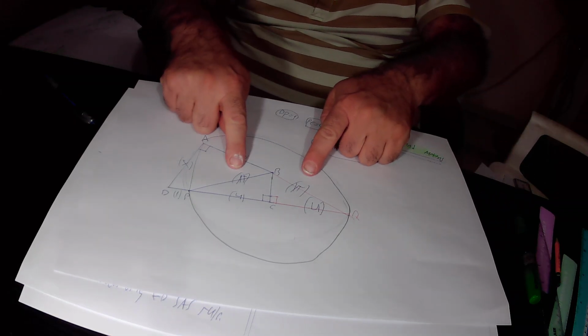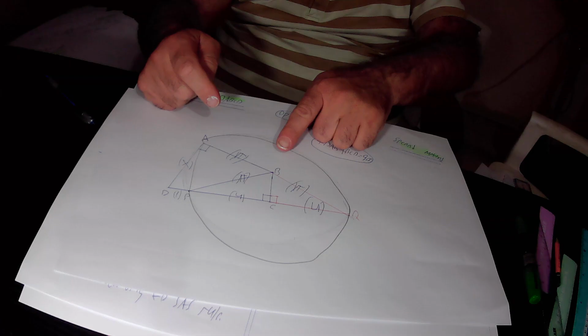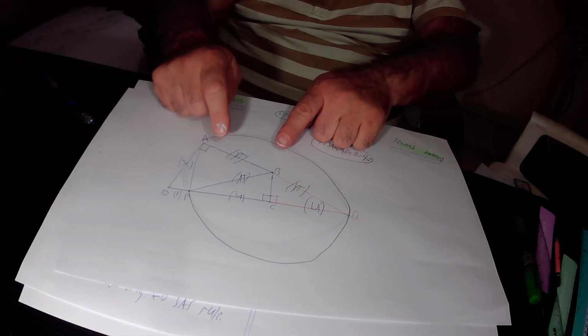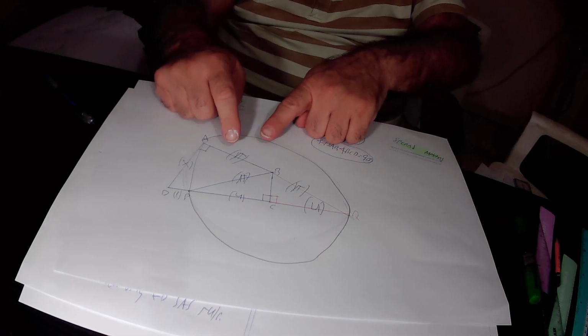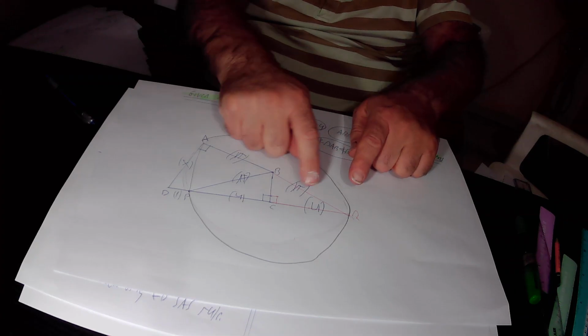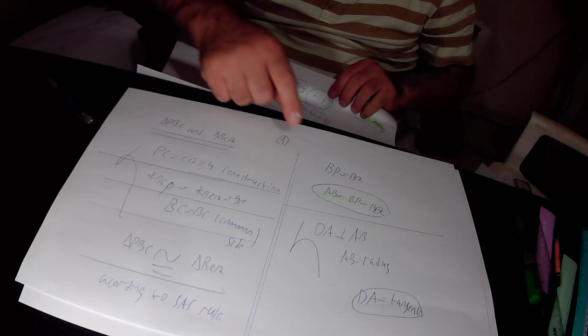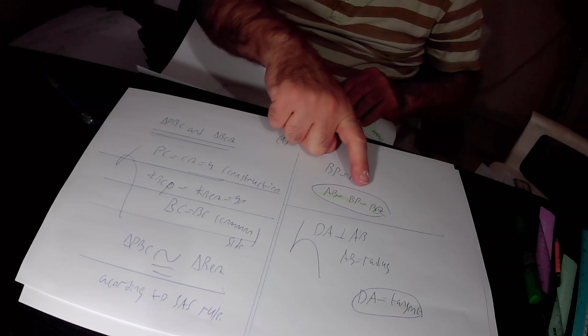Because AB equals BP, it means that AB equals BP equals BQ. So all those three sides are equal to each other in length.